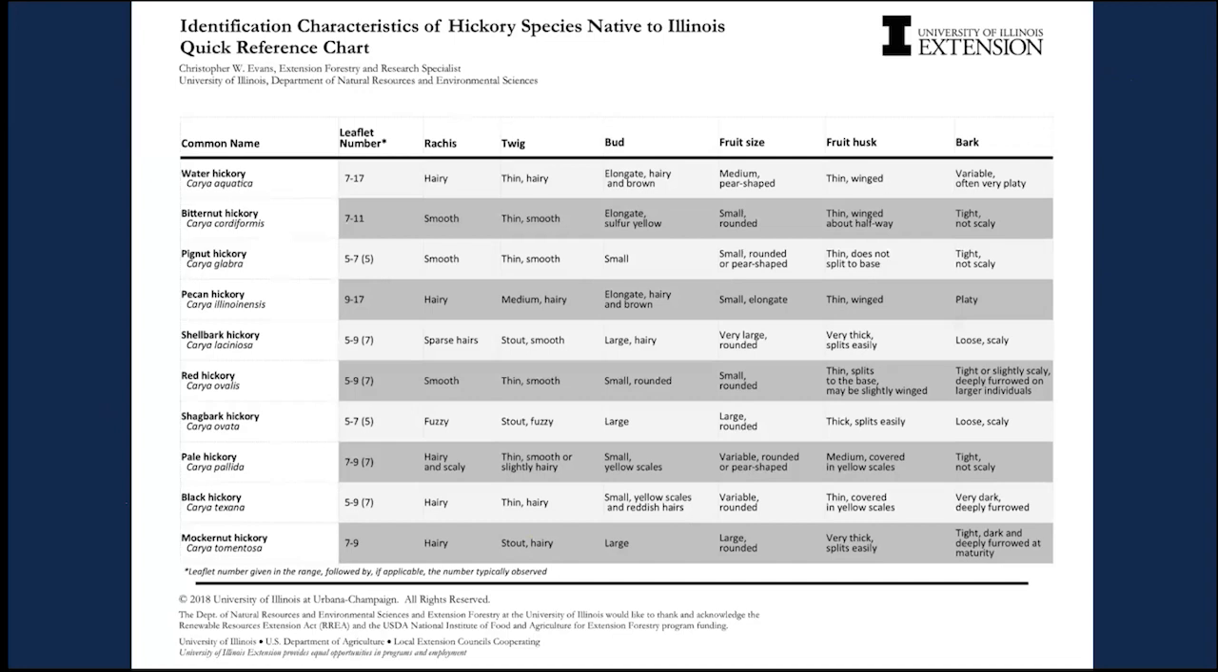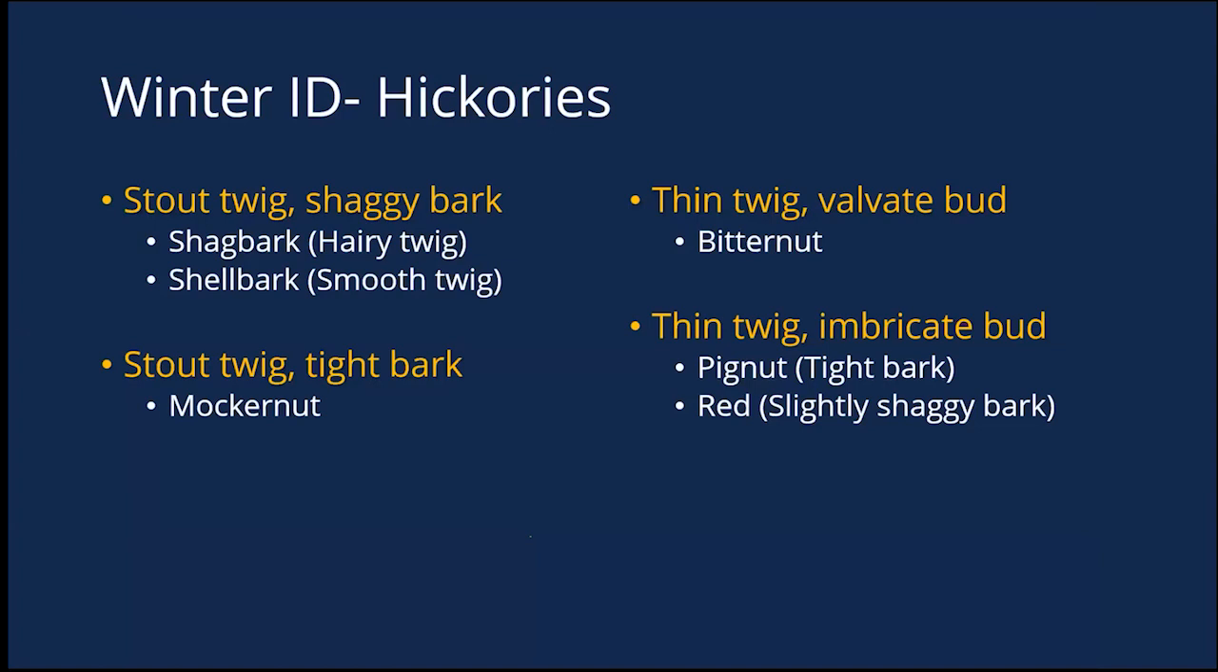So I'm going to start here just highlighting that we have a quick 1-page reference chart for our hickories and what characteristics are used to tell them apart. This is available on our Extension Forestry website if you want to use it as a quick reference sheet to tell them apart. But I'm just going to pull out here the characteristics that we're going to use in the winter for the 6 species that we're looking at today. So broadly speaking, we can separate them in terms of the stoutness of their twigs. So we have 3 stout-twigged species and 3 thin-twigged species.